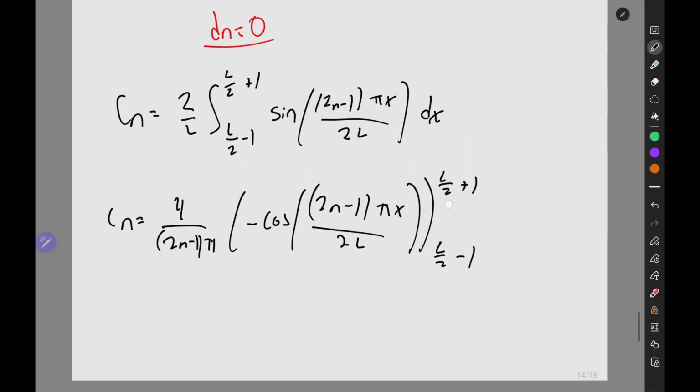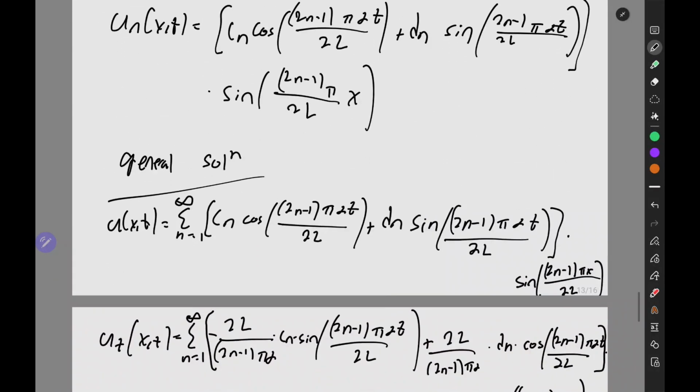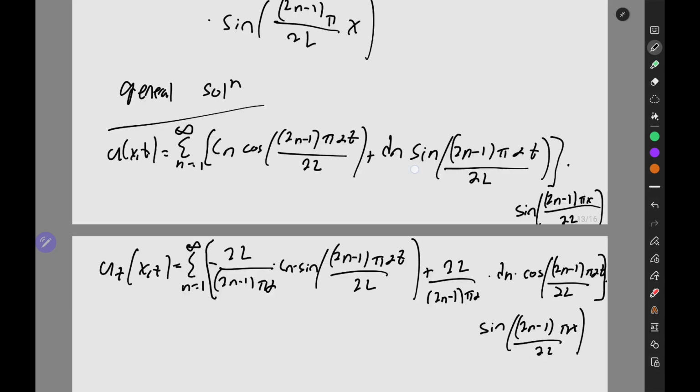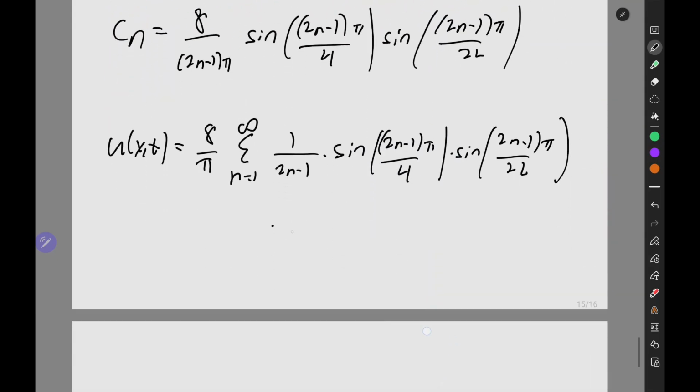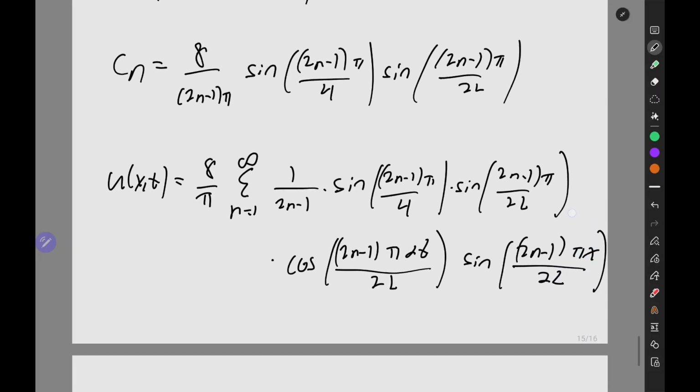what else is left? This is for x. We're plugging in. We have a cosine and then a sine. Cosine is pi alpha t over 2l, and the other one's just the pi x one. So that's just the sine 2n minus 1 pi x over 2L. So that should be the full answer. Yep.